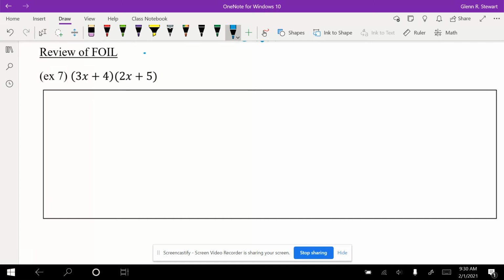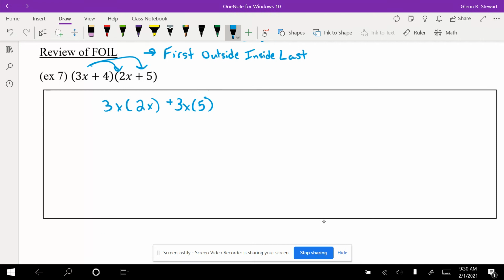But if you remember FOIL, FOIL stands for first, outside, inside, last. So first, 3x times 2x. Outside, 3x times 5. Inside, 4 times 2x. And last, 4 times 5.